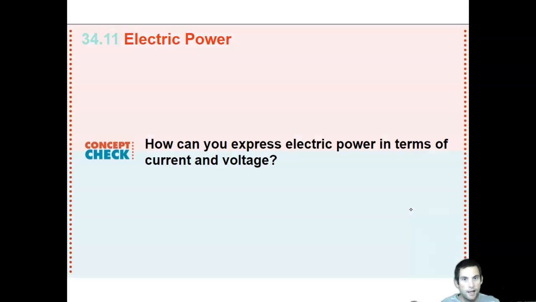Concept check. How can you express electric power in terms of current and voltage? All right, so your homework is to ask the people you live with to look at the electric bill. What are you billed in? Are you billed in watts, current, voltage, watt hours, kilowatt hours? What is it? Go look at your electric bill. Try to make sense of it.